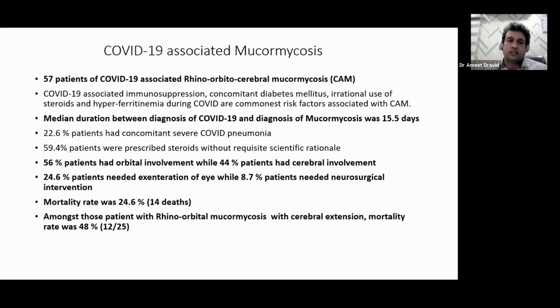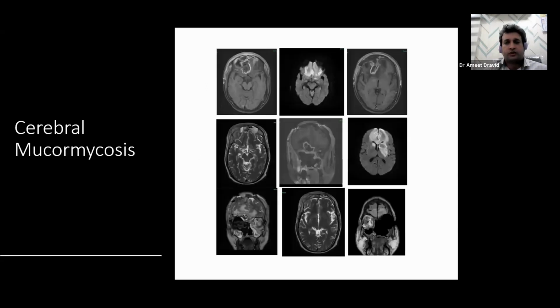That means 14 deaths out of 57, while we were successfully able to discharge 43 patients from our hospital. While in our patients with cerebral extension, that means rhino-orbitocerebral mucormycosis, mortality amongst those 25 patients with cerebral extension was almost 48%. You can see these are the MRI pictures of the COVID-associated cerebral mucormycosis, the frontal abscess, which is clearly seen over here.